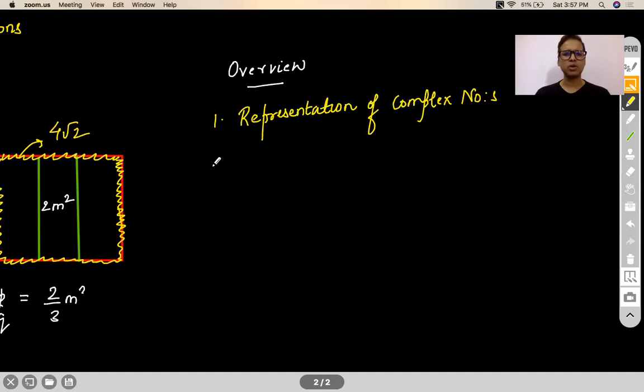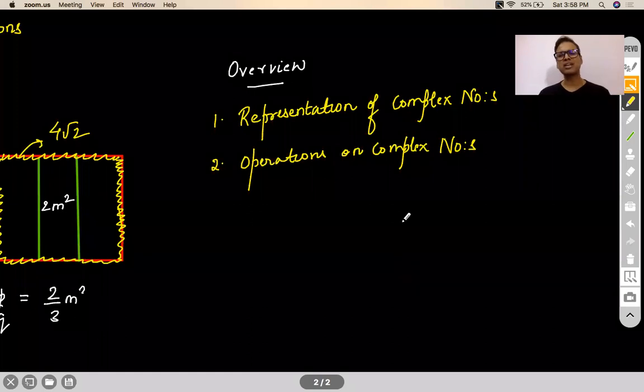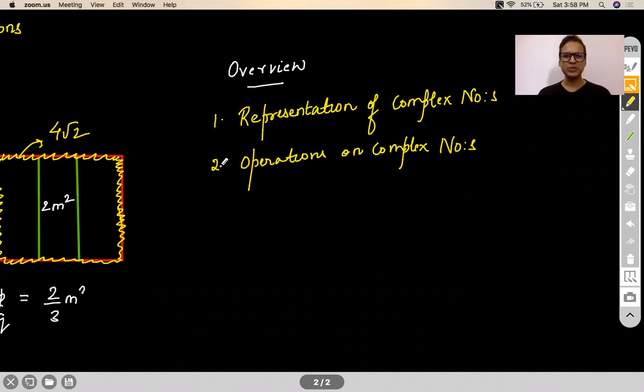We'll also be talking about operations on complex numbers. This is going to be the elephant in the room because it's going to take a lot of time. We have comparison, addition, subtraction, multiplication, division, log, square root, nth power, and raising one complex number to another. All those operations will be taken care of. I think operations itself would be around 2.5 hours of subject matter for us under complex numbers.